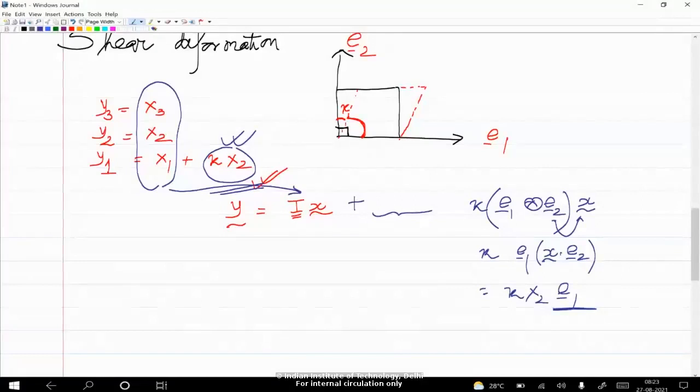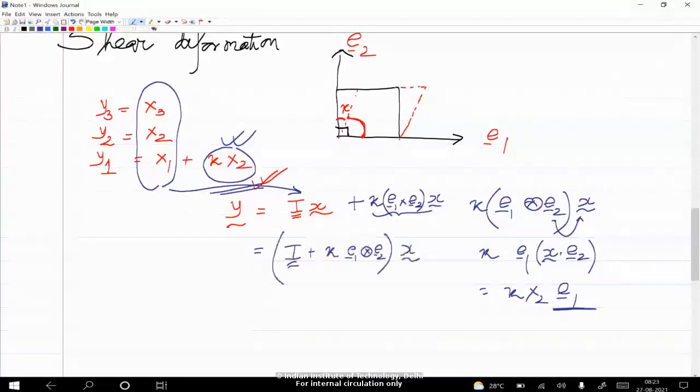So of course, one of you wrote e1 cross product e1, that is 0. So anyway, we can now come back here and write it as k times e1 tensor product e2 into x. And this can then be, if you take x as common, I plus k e1 tensor product e2, then the whole thing multiplied with x. So this deformation gradient corresponds to shear deformation.